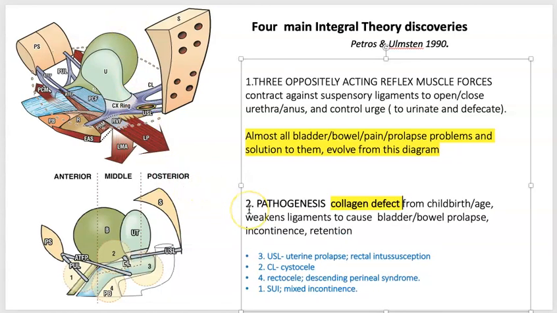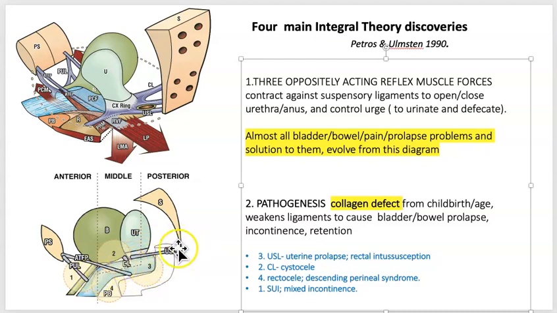The second discovery was pathogenesis. Pathogenesis is all about collagen defects from childbirth or age, weakening the ligaments to cause bladder bowel prolapse, incontinence and retention, urinary or fecal retention. Now, let's go down here and have a look.